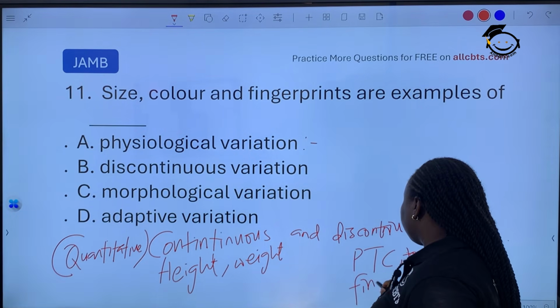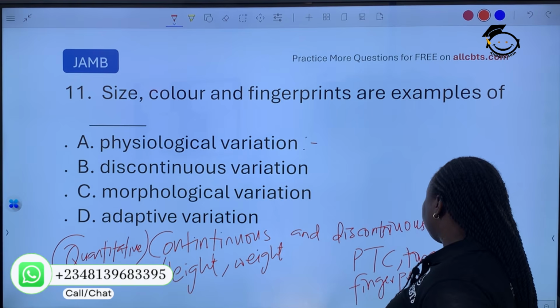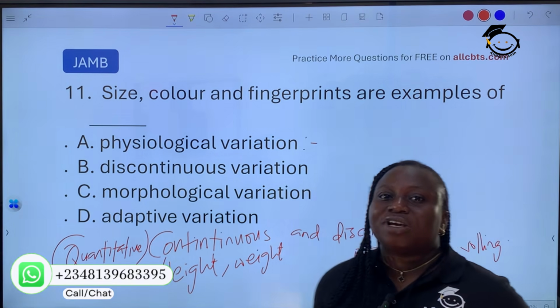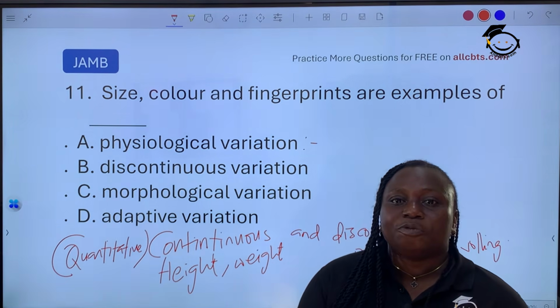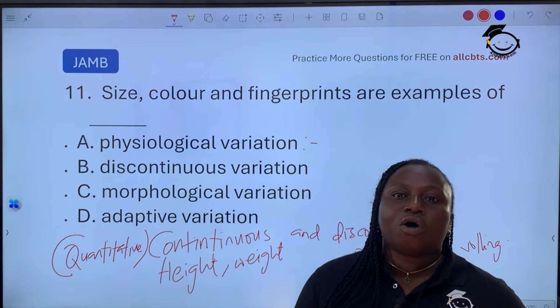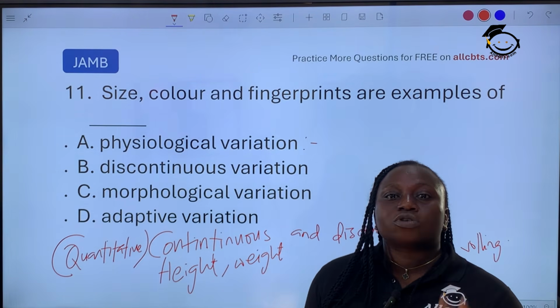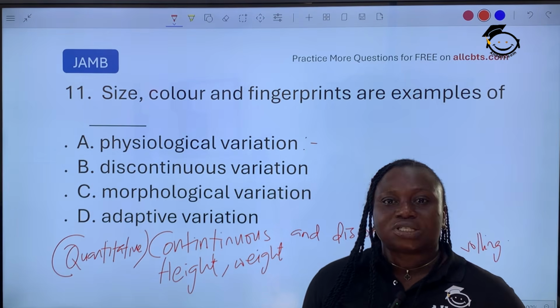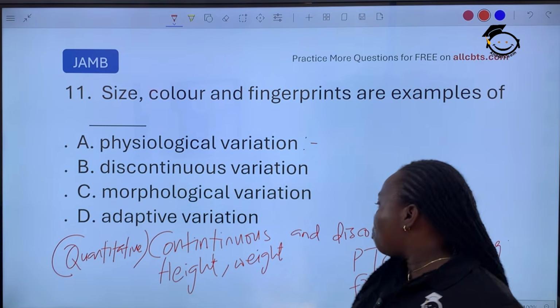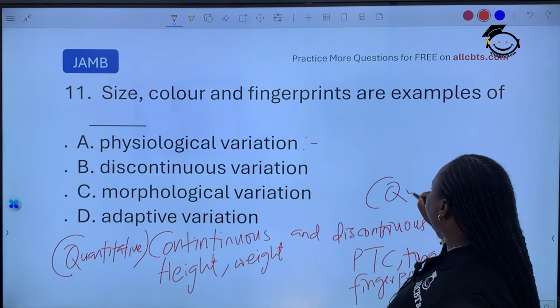We also have fingerprints. Now we have three main types of fingerprints. We have the arc, we have the loop, and we have the whorl. Your fingerprints must be in those three categories. It cannot be more than that. So it is more of qualitative.